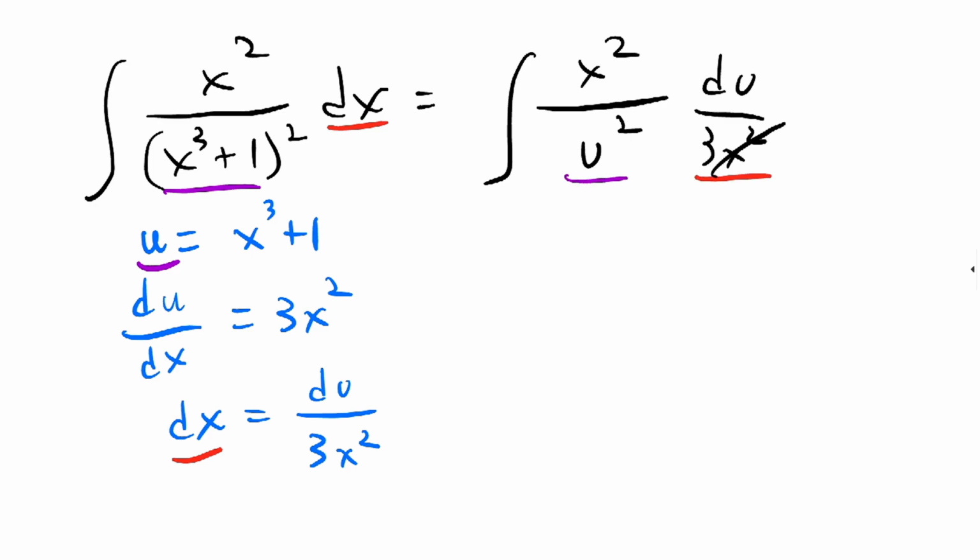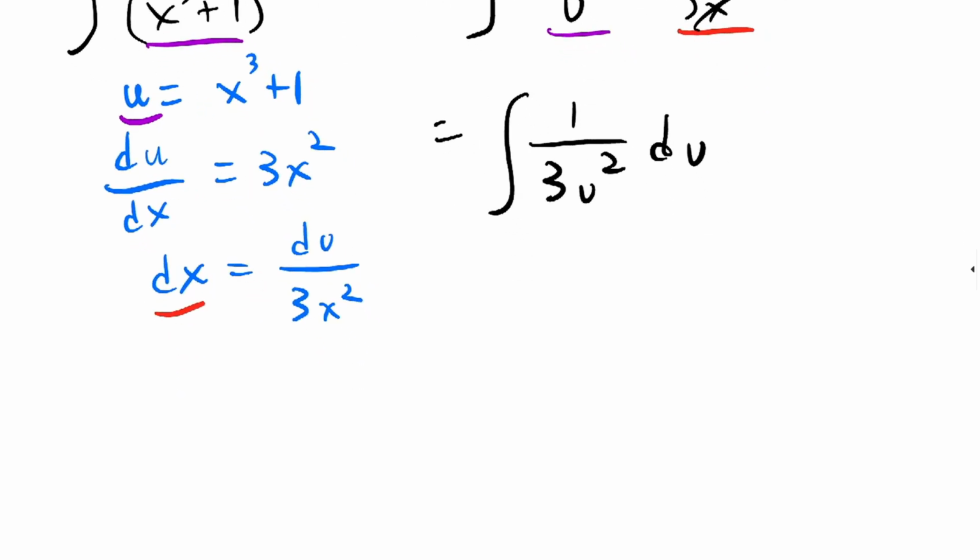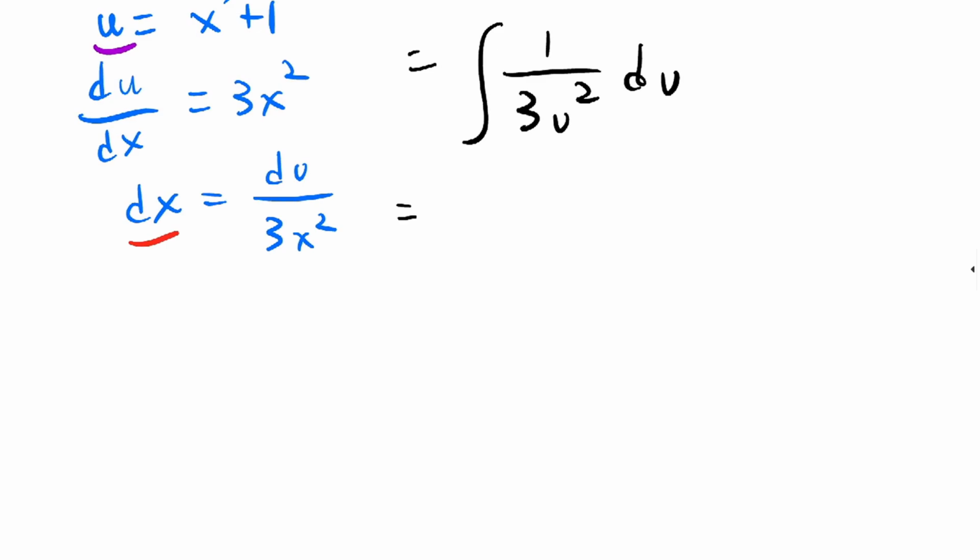And we notice that we can now cancel an x squared out, and this is just the integral of 1 over 3u squared du. And for those of you who like making things even easier to read, you can bring out this 1/3. It's just a constant in the integrand, and the integral of 1 over u squared du is all we have on the inside. From here, all we're going to do is some basic integration rules.